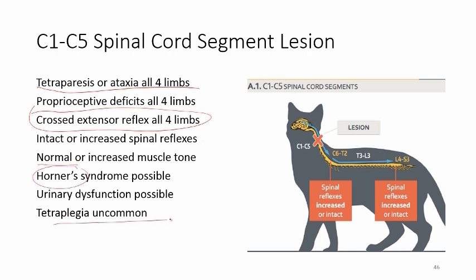It's very uncommon to get tetraplegia. Often, all we see is pain with these animals who have neck problems, okay? But this is good with this cat. Spinal reflex is increased or intact. Spinal reflex is increased or intact here. So that's showing you what's going on here, what's going on here.